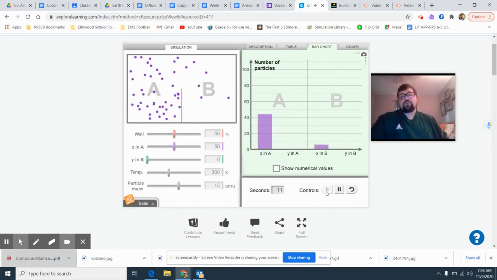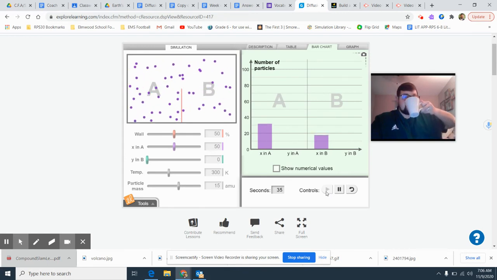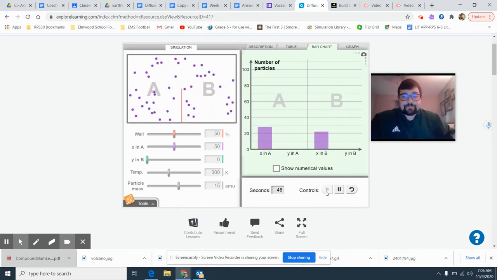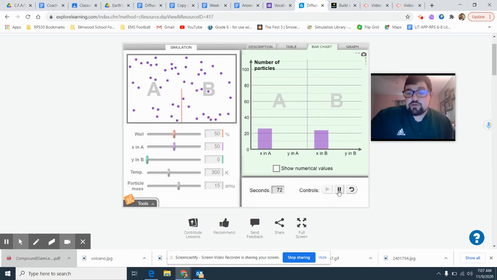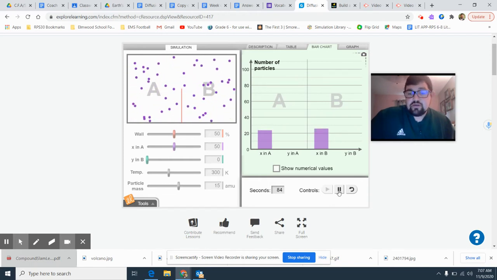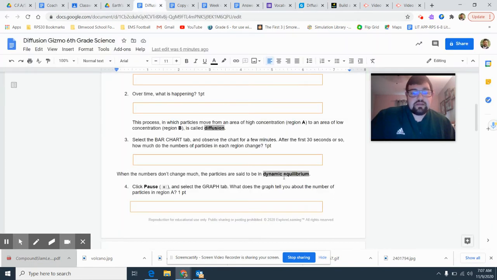So as we hit play, what's happening to the bar chart is kind of showing us what diffusion really is, right? It's the movement of molecules from one place of high concentration to a place of low concentration, right? So we'll go back and we're going to write our answers.